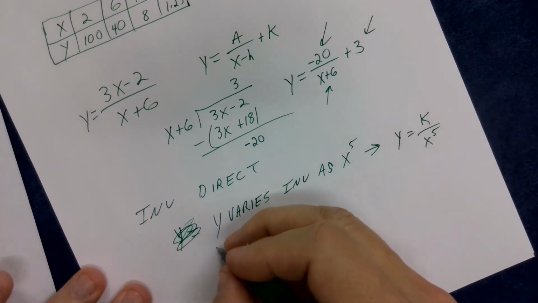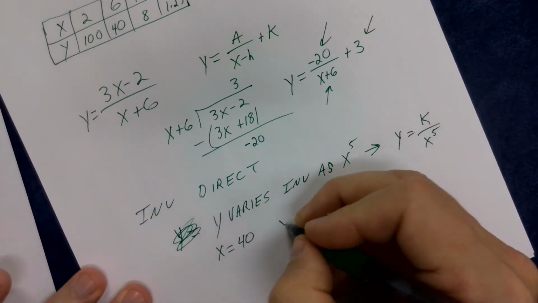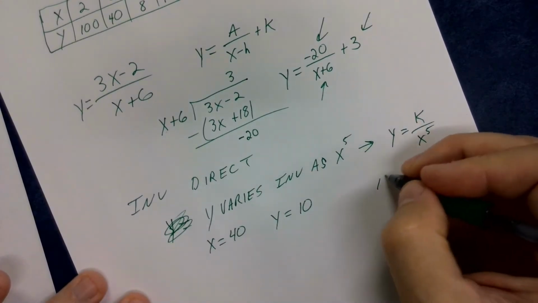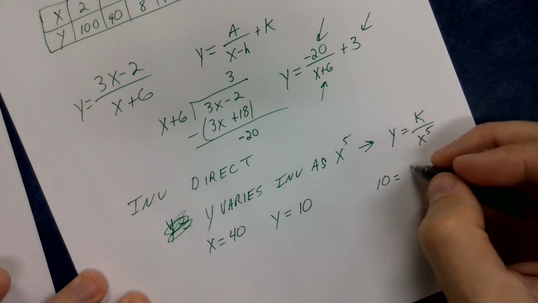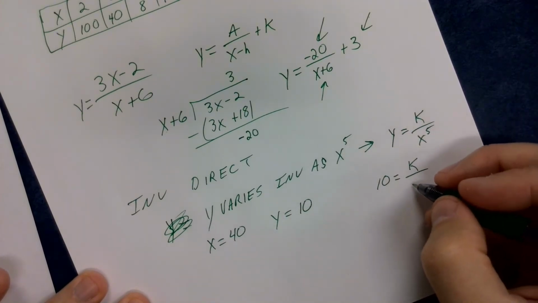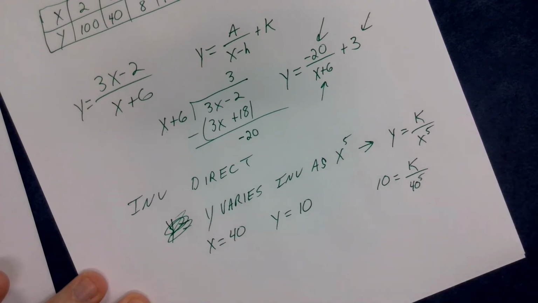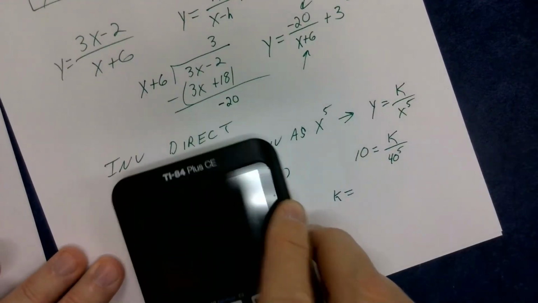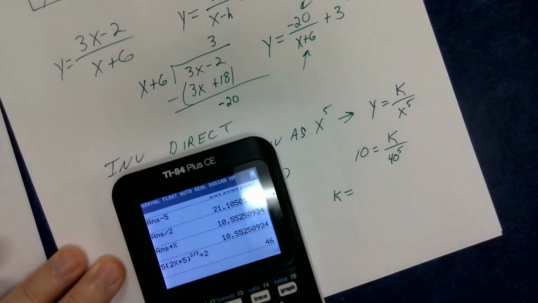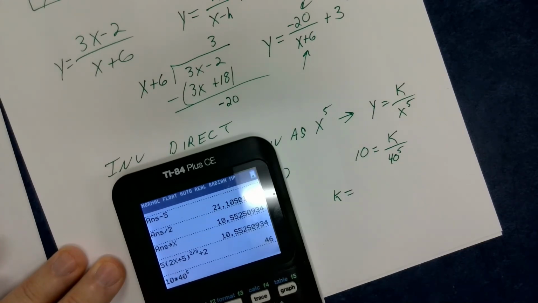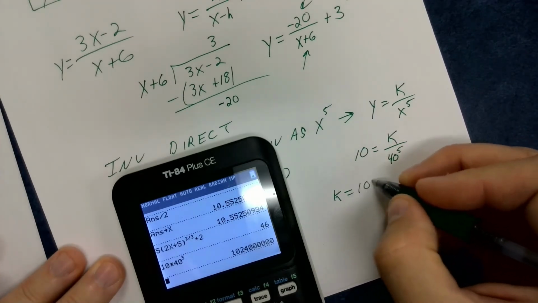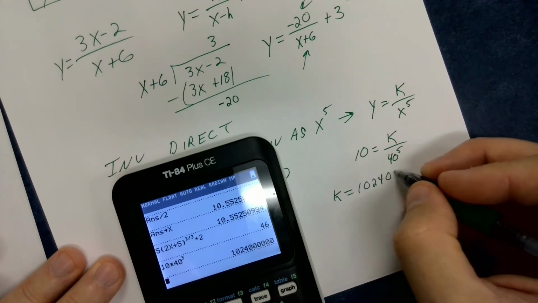And then I'll say x equals 40 when y equals 10. And you would write 10 equals k over 40 to the 5th power. And you'd find the k. I'm going to ask you to do that because k is pretty flippin' big, but it is whatever it is. So 10 times 40 raised to the 5th. In this potential situation, looks like I got a 1, 0, 2, 4, and then 6 zeros.